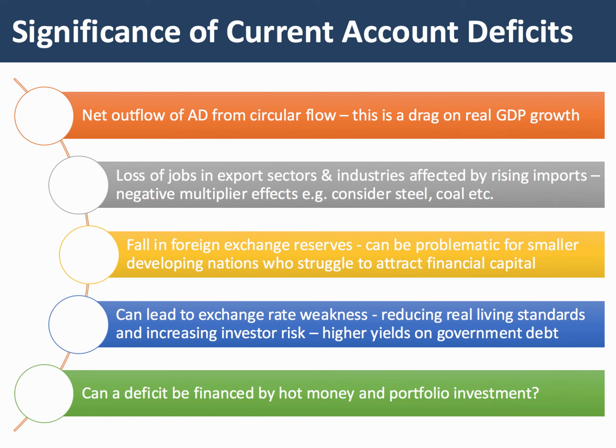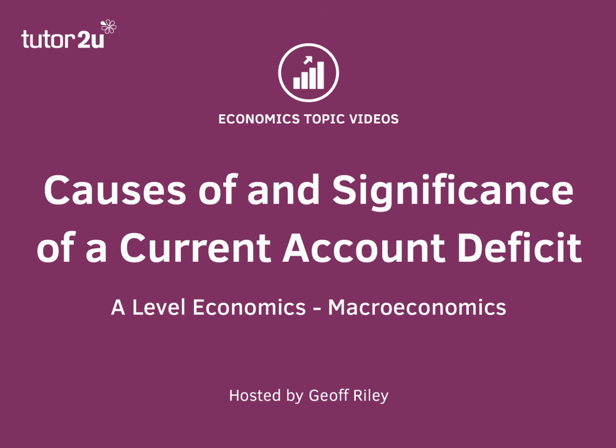The big question in Year 2 macroeconomics for countries running a current account deficit is whether they are sufficiently well placed to be able to attract the necessary financial inflows, portfolio investment, hot money, foreign direct investment, to be able to cover their current account deficit. That's the big question. Countries which are running a current account deficit, which can't attract the necessary capital to balance their books, can run into a balance of payments crisis. So this has been a topic video looking at the causes of and the significance of a current account deficit on the balance of payments.